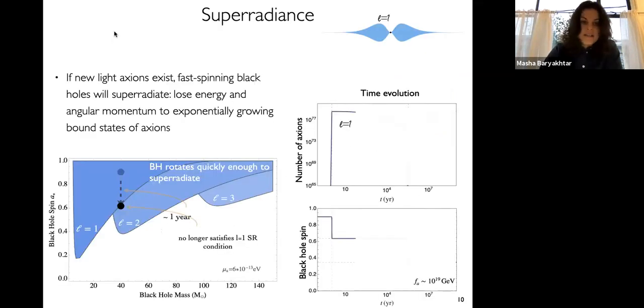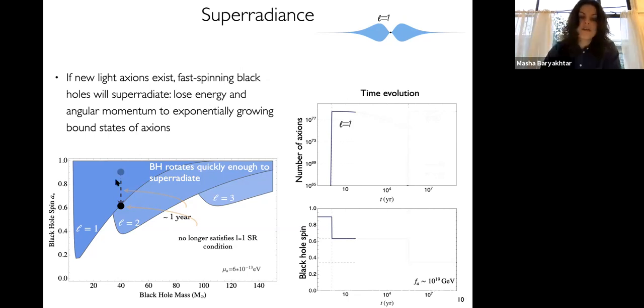So how does this look in time evolution? Let's say we have a new black hole that's born in a merger that we've seen in gravitational wave observatories, for example, or in a supernova. Say it has a high initial spin. So on the y-axis here is the black hole spin from 0, which is Schwarzschild, to 1, which is extreme Kerr. And on the x-axis is the black hole mass in solar masses.